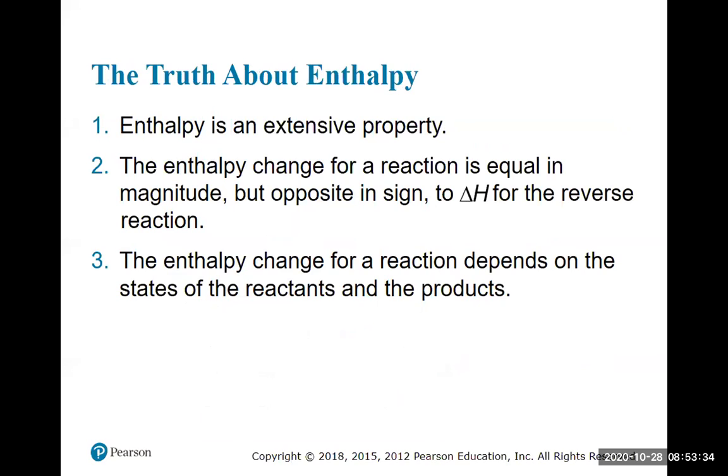Enthalpy is an extensive property. Does anyone remember what extensive property was?